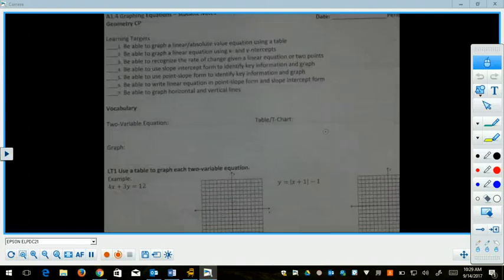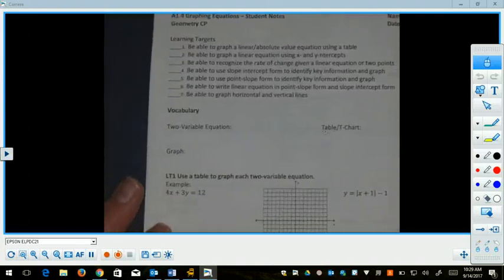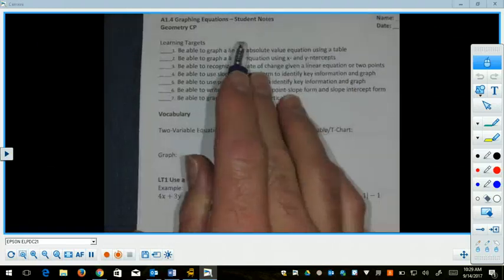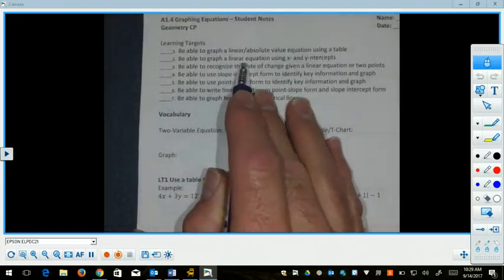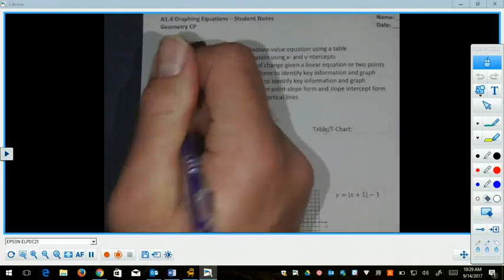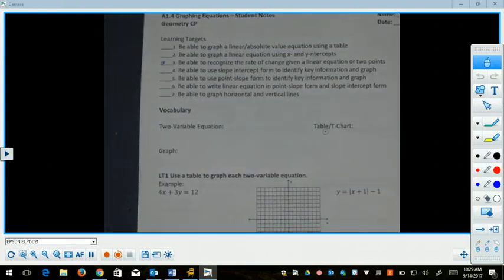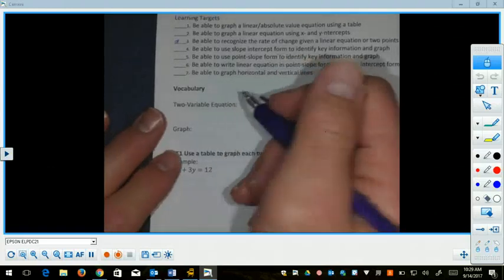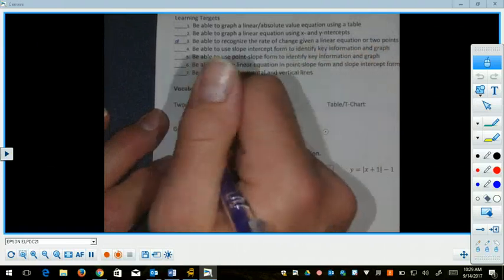And right now we're looking at being able to graph linear and absolute value equations using a table, and being able to graph linear equations using x and y intercepts. If we're able to, we'll try to get to learning target number 3 as well. So we have 2 variable equations, and that usually has an x and a y.